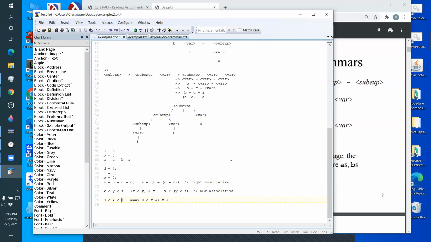The less than operator is not associative. So Java will not allow that. So you have to turn that into its more verbose form, which is what it means in the math anyway. It means x is positive and x is less than 1. Okay, so this one doesn't group in any way at all. It's not associative. And you can see why. It's because if you grouped it this way, you'd get a Boolean, and you can't compare a Boolean to a variable, a value, like an integer.